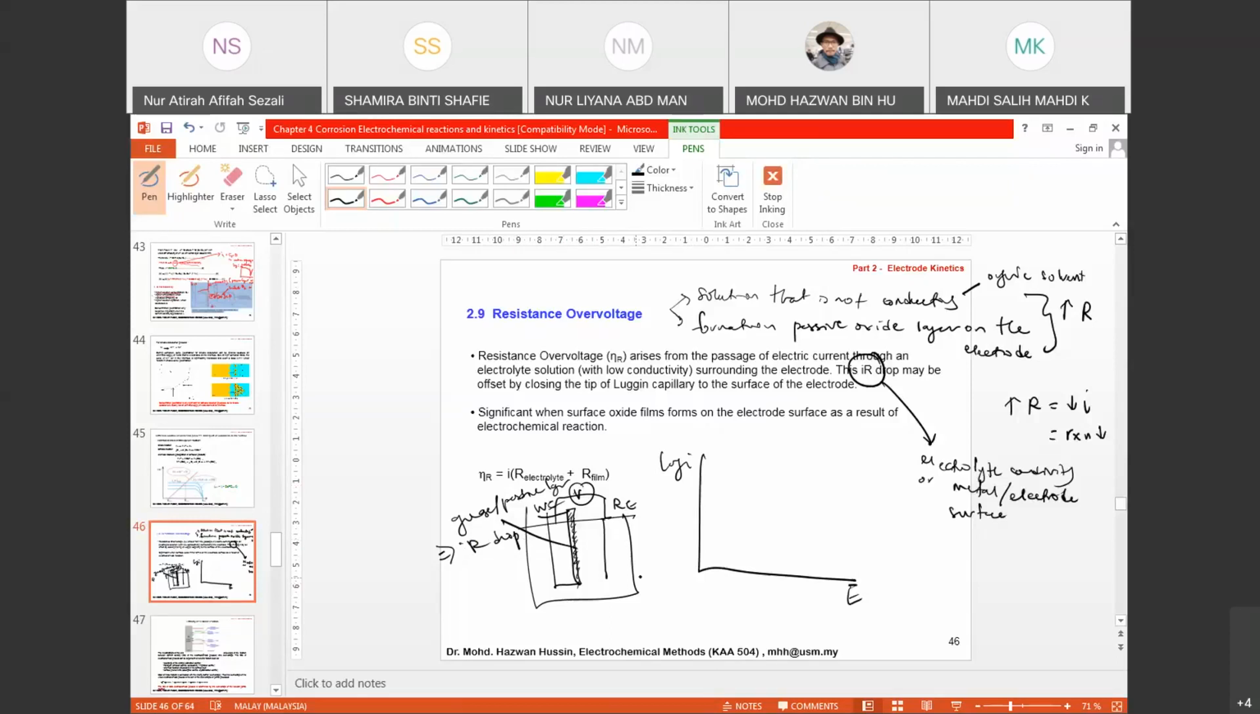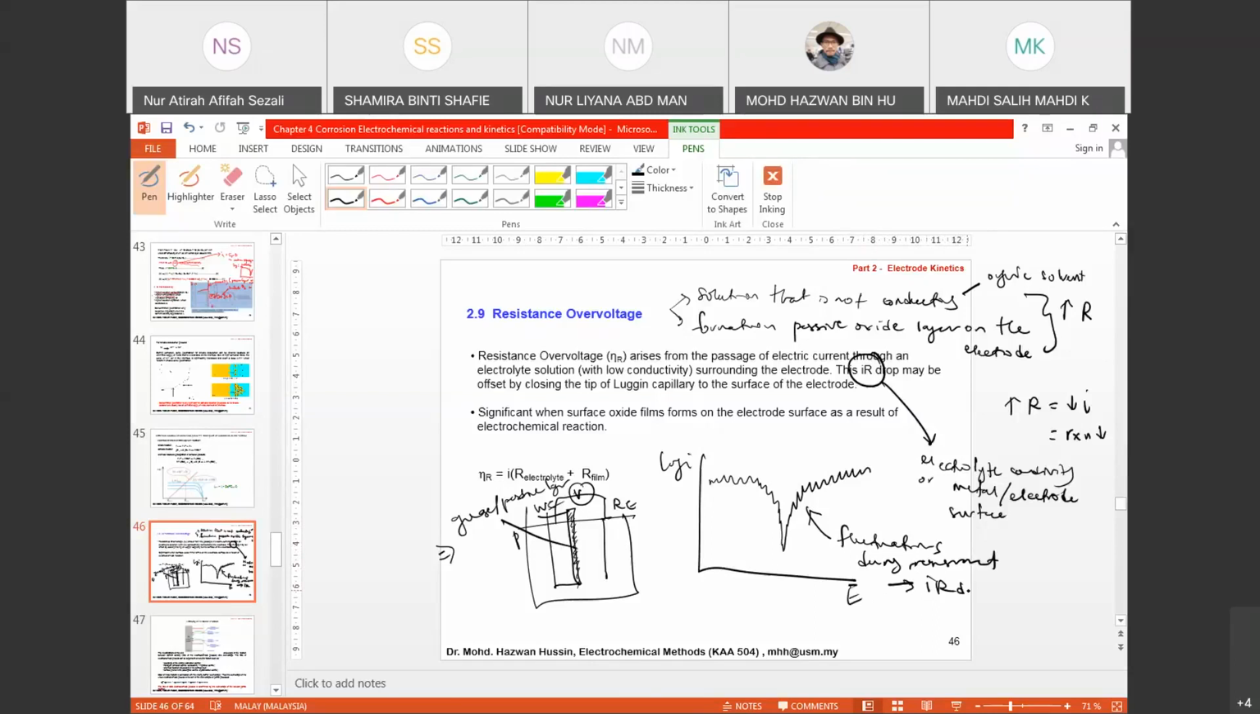So during the measurement, you will notice that it is not forming a very nice curve. Probably it has some fluctuations, a lot of fluctuations during the measurement. So all these fluctuations is basically with regards to IR drop. Fluctuations during measurement, this is actually due to the IR drop.